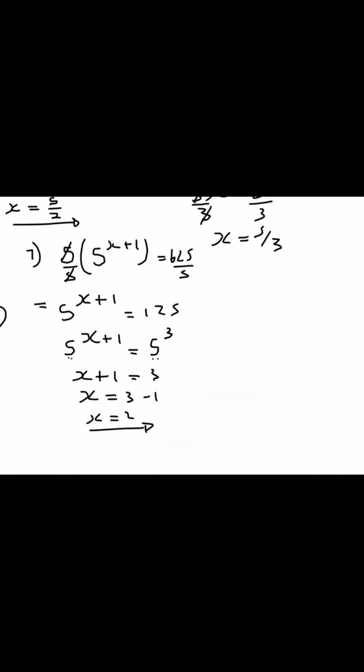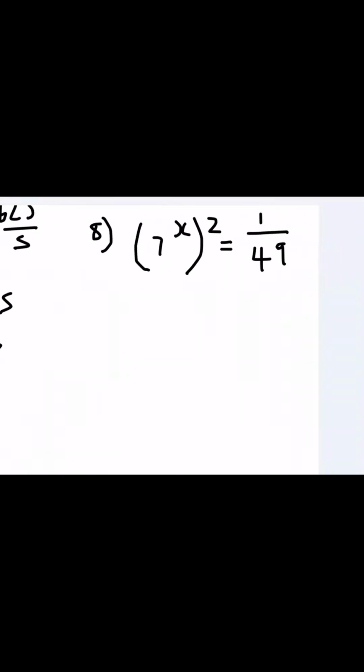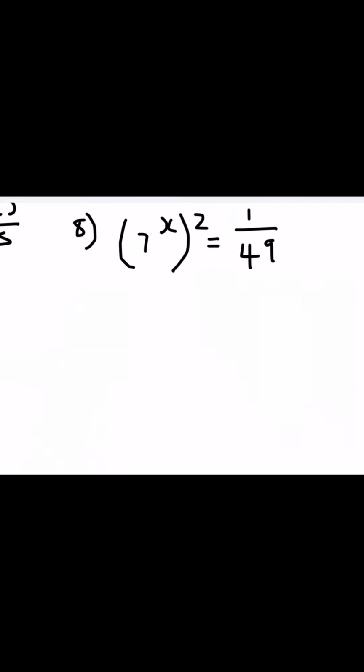So let's now look at example number 8. I think, yes, example number 8. Let's see. Okay, let's say you are given 7 to the exponent of x squared, and this is equal to 1 over 49. Okay, it shouldn't be complicated, because I know that 2 has to multiply that x.